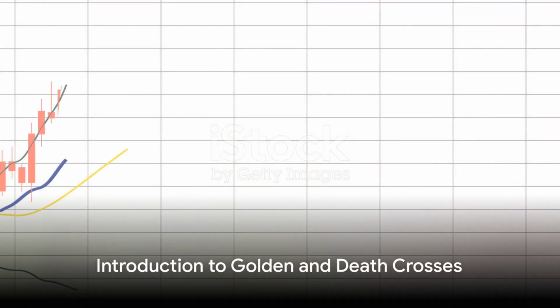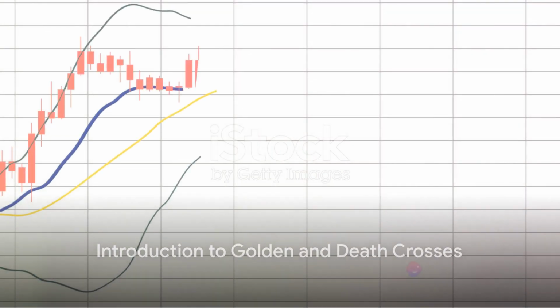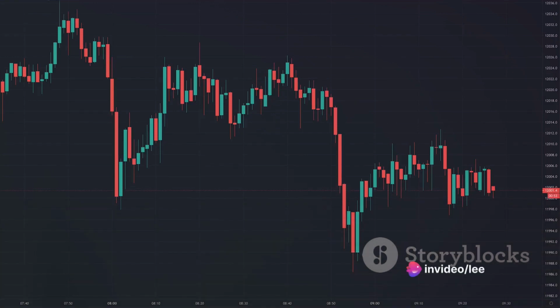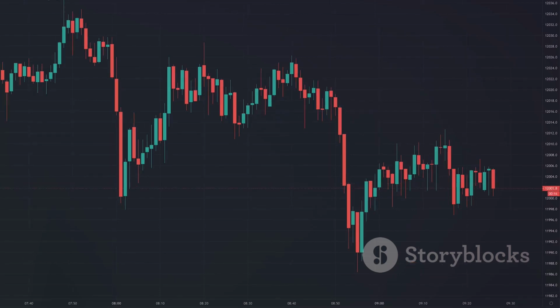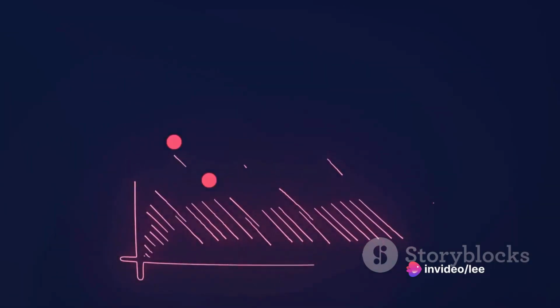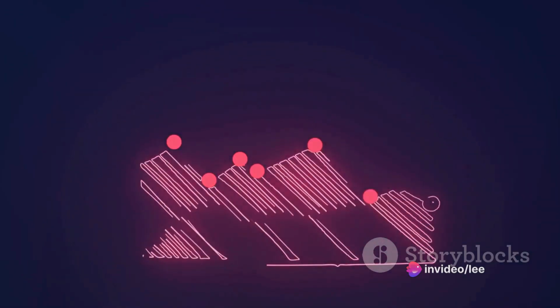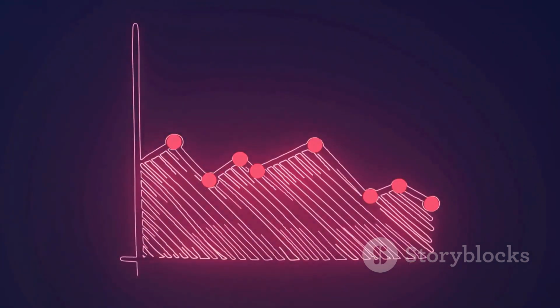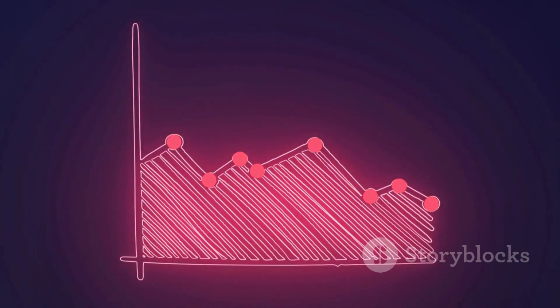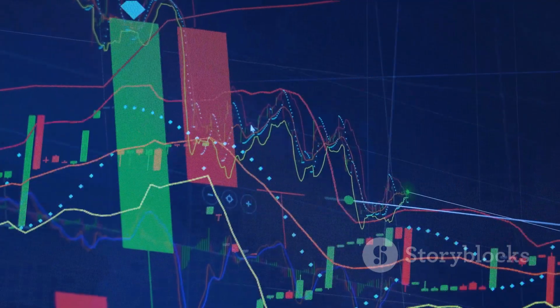Now, let's dive into the intriguing world of golden and death crosses. These are points on a price chart where a shorter-term moving average crosses a longer-term moving average. A golden cross occurs when the shorter-term moving average, say the 50-day average, crosses above the longer-term average, like the 200-day average. This signals a potential bullish market, hinting at an opportune moment to enter the market.